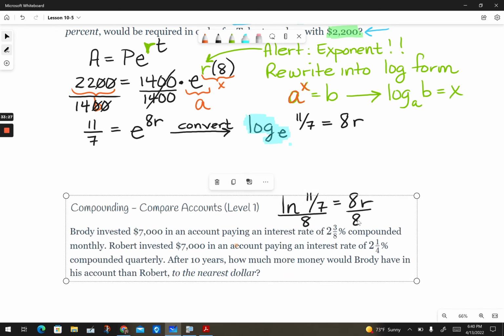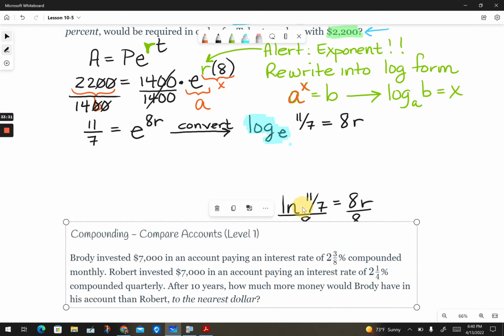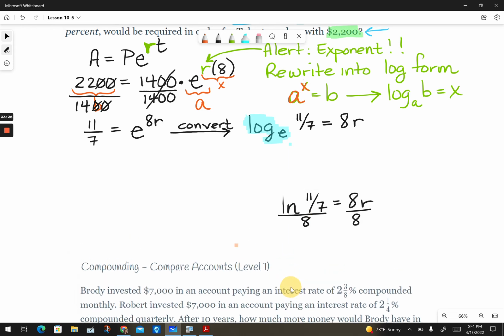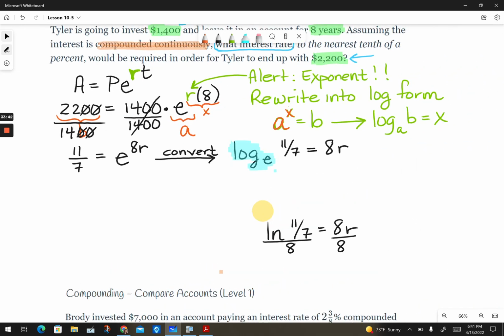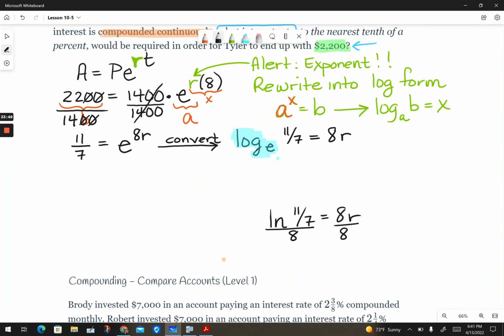Thank you for waiting. Okay, so I need to type this in my calculator, and let's get that 8 to cancel. So I have the natural log of 11/7 divided by 8, and I need to get that answer. We're solving for the rate. So let's go to my calculator.